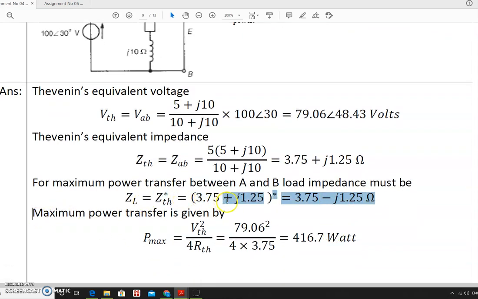Then what is the maximum power transfer? Maximum power transfer is always equal to VTH squared upon 4 RTH. So VTH is 79.06 squared, divided by 4 into RTH, the resistance, which is 3.75. That comes to 416.7 watts. So in this way we can apply the theorem for solving the problem. Thank you.